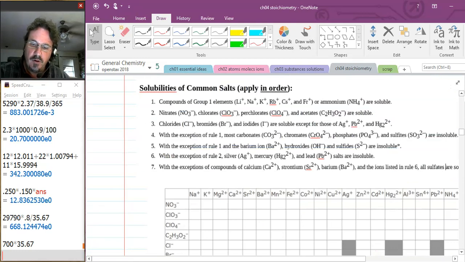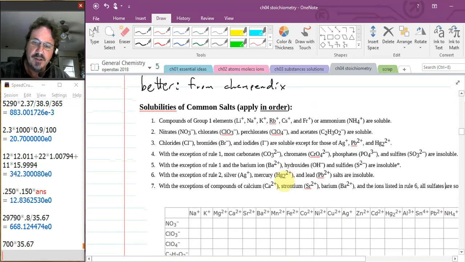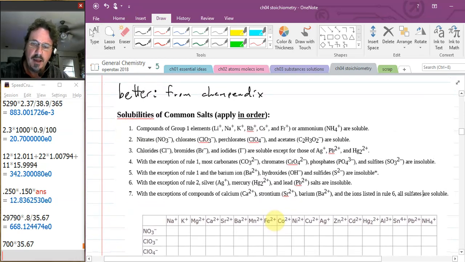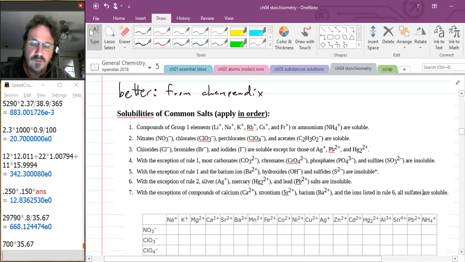What I prefer are the solubility rules as they're presented in the Chempendix, which is on the Sapling website. Here's their solubility rules, and I also put these rules up on Moodle for you, so you can get them from there. They list them as just a list of 7 rules, and you simply follow them in order. So the very first rule you find that applies, that's the one you go with. All right. So example, the very first rule, hey, group 1 elements, same kind of what we looked at before, right?